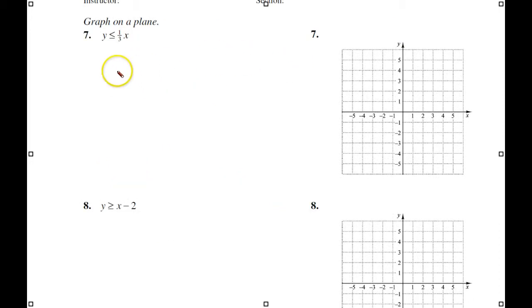Now they're asking us to graph these lines, and notice it's sort of in the form of y equals mx plus b. So there's our slope, and there's our y-intercept. Now if there isn't a y-intercept, then it's 0. So for this one, it's going to be 0, and it's 1 over 3, so we're going to do a run of 3, and a rise of 1. And what type of line? A solid line.